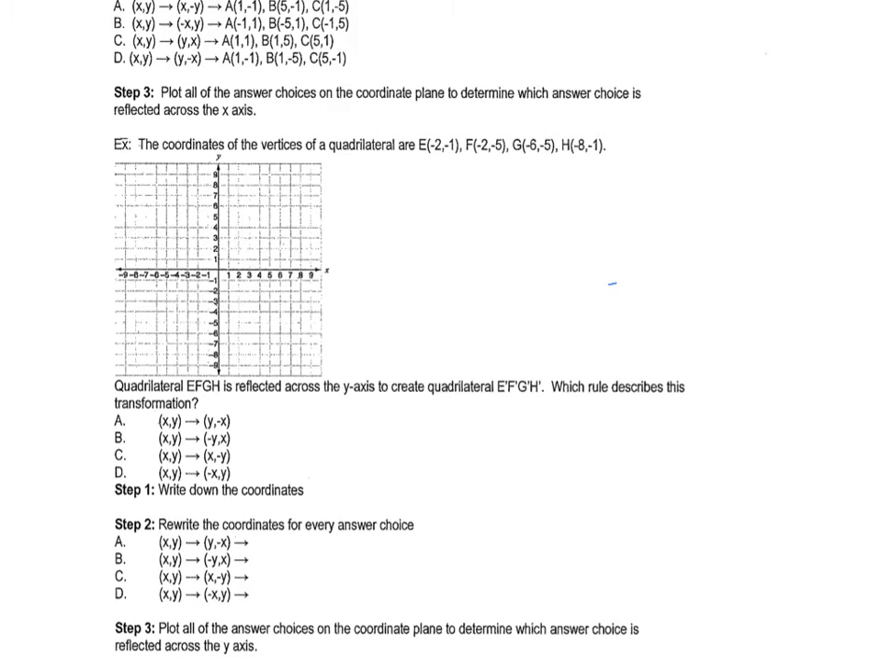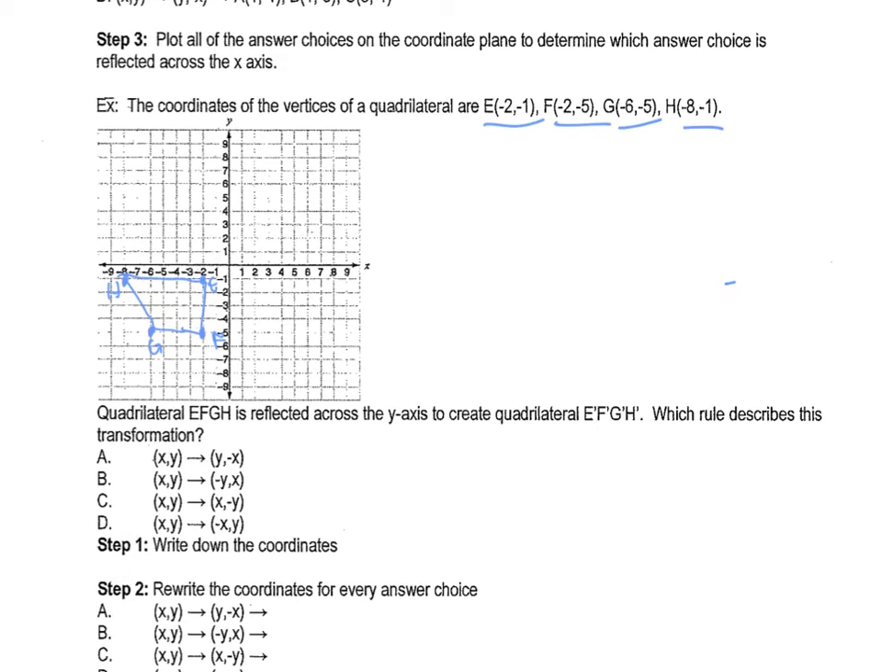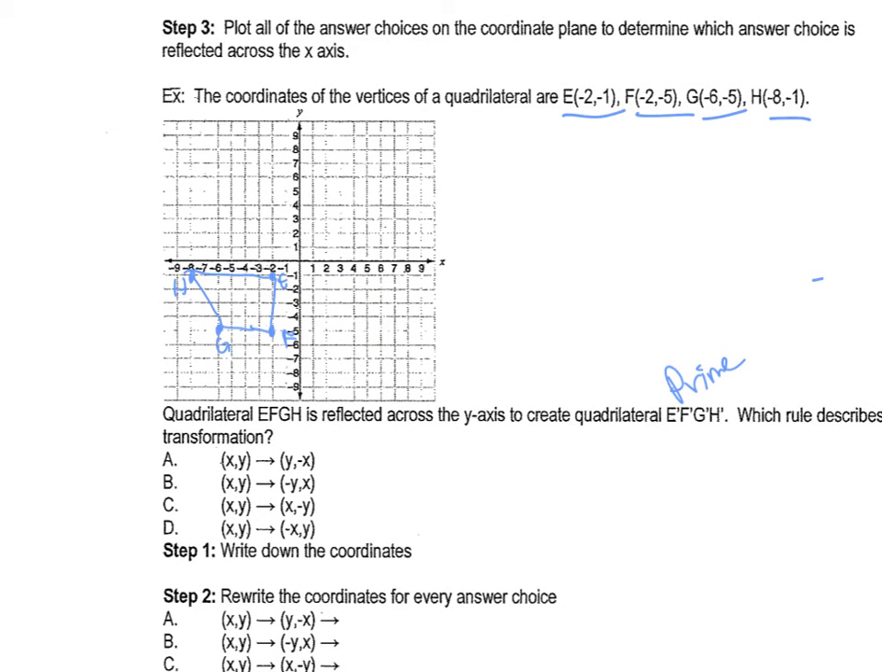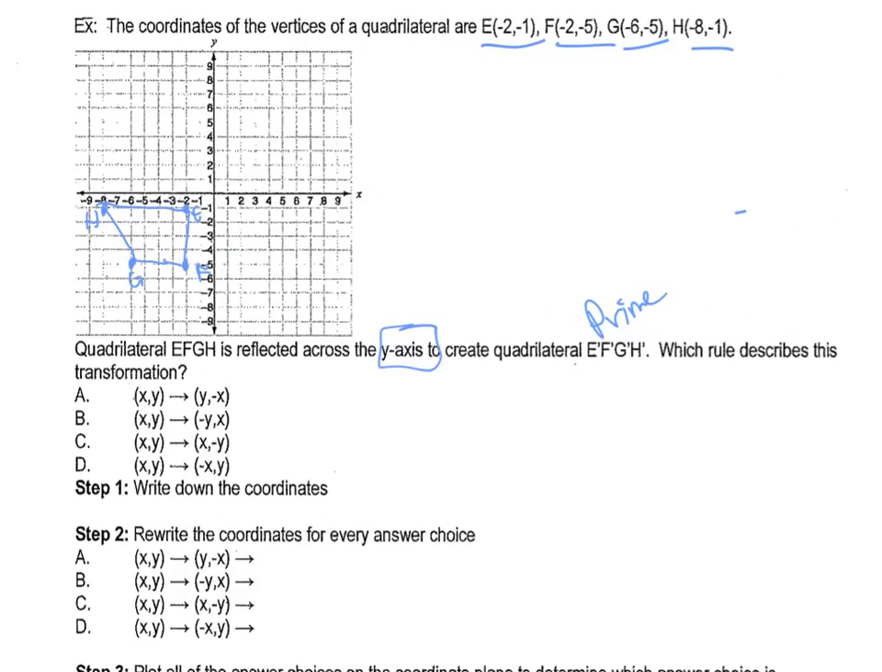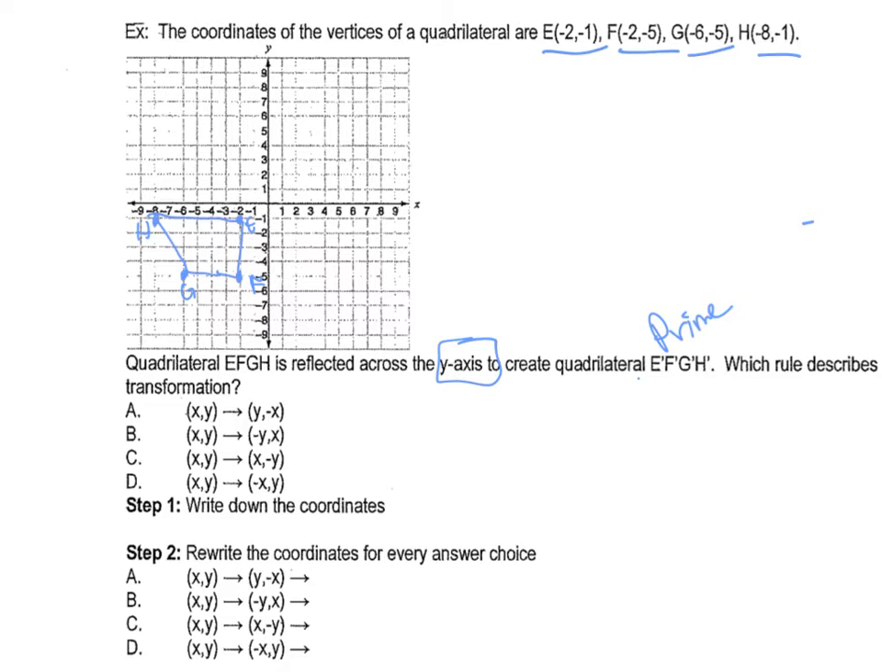Okay, so let's go ahead and plot these points. Take a second and plot those on this blank graph. Okay, so quadrilateral EFGH is reflected across the y-axis to create the prime, or the new image. And I want to know which rule describes the transformation. So if it's reflecting over the y-axis, then that means our image is going to be in our 4th quadrant.